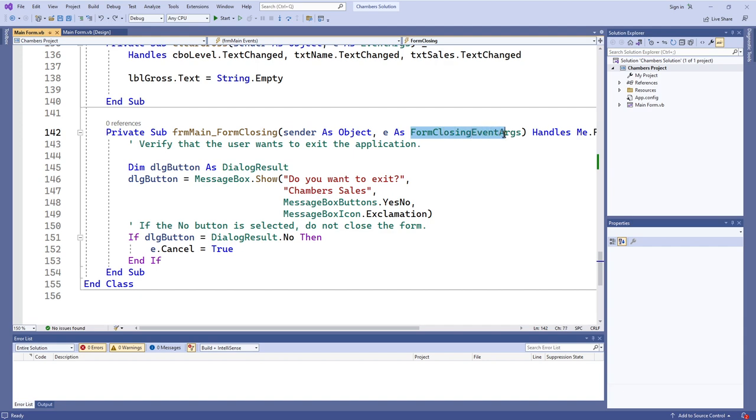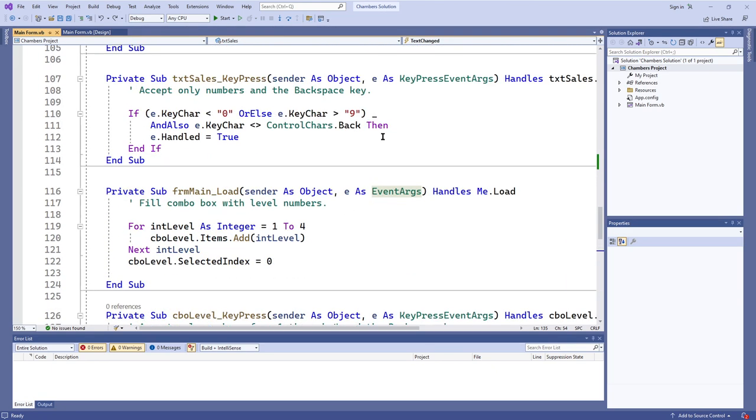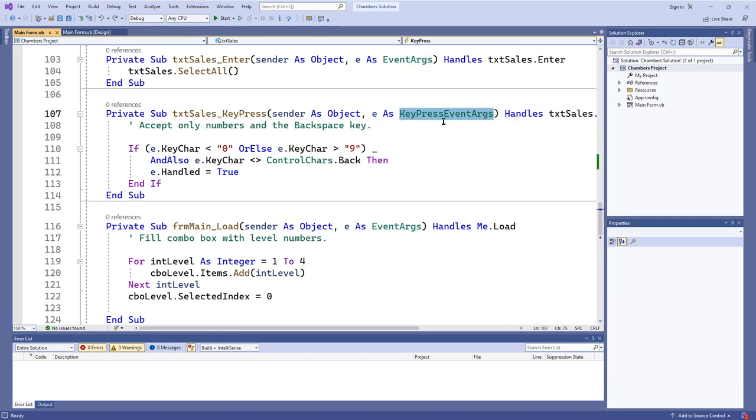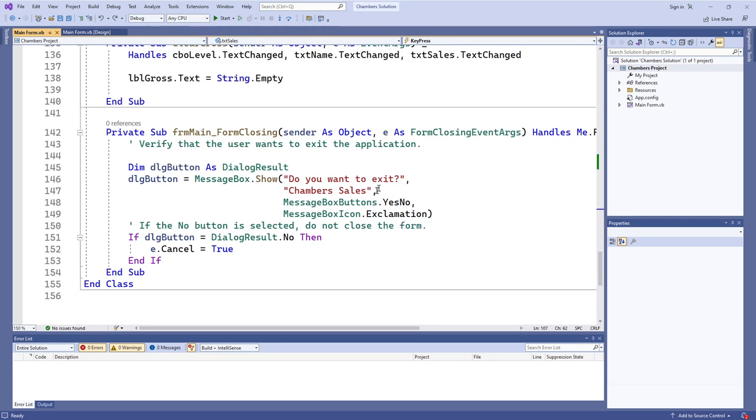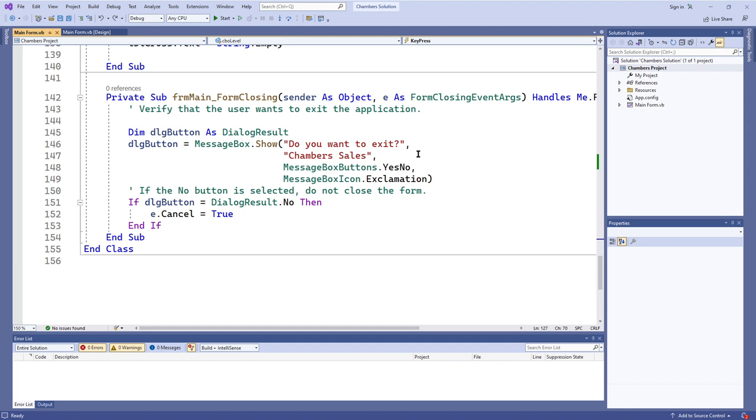Notice, by the way, this is form closing event args, which is different than the event args that we have in this area, or some of the event args in other areas. We see things like keypress args. That's what I was talking about earlier, about having different parameters. You couldn't have something that handled button calc underscore click and form main underscore form closing. We couldn't have an event procedure handle the form closing event and the button click event. Those would not gel because this E event is a different type than the button event. And it would be a different type than the key press event, and so on. That's what I'm talking about with the different parameters. I got a little sidetracked, I apologize.